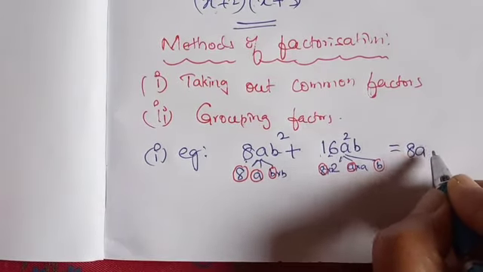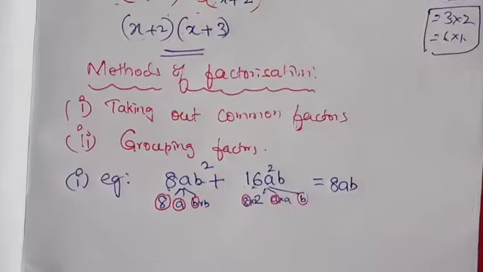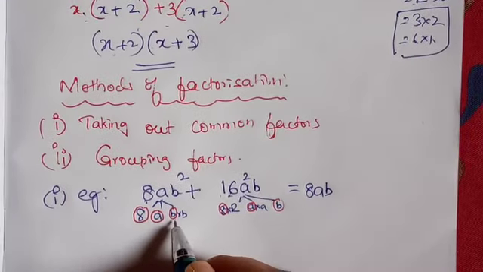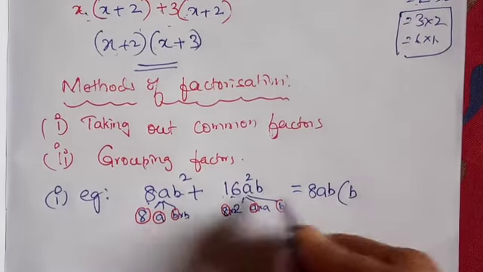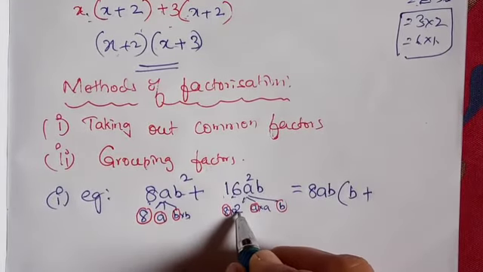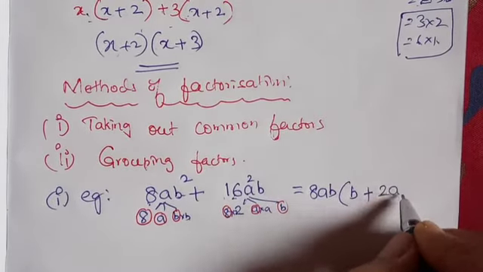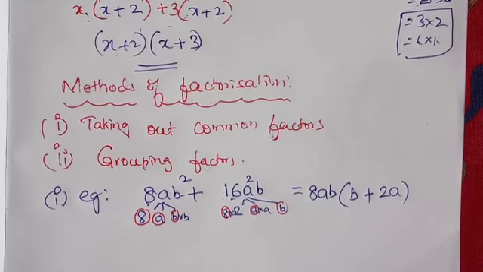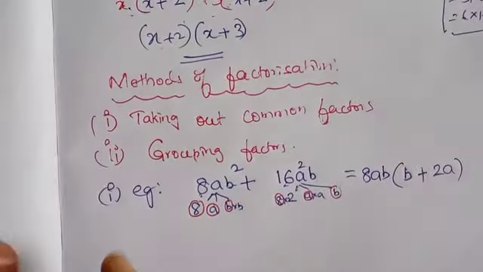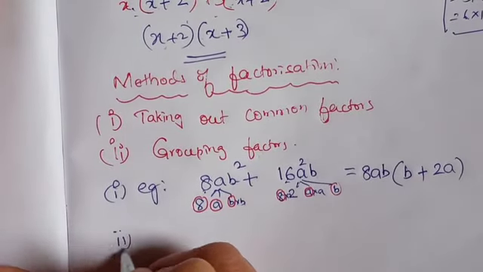8ab. Okay, children, 8ab. Now, what is left here? b, 1b, 1 plus 2a. That's all. It's simple or not, children? It's very simple. Okay, next, grouping. If you want, I can go with one more example. Second example.